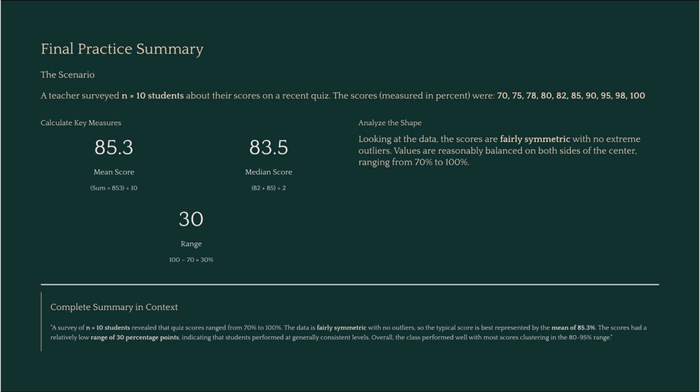A strong summary: The distribution of the 10 student scores is fairly symmetric. The typical score is the mean of 85.3%, with a range of 30%. The scores are generally consistent. You've mastered summarizing data in context.